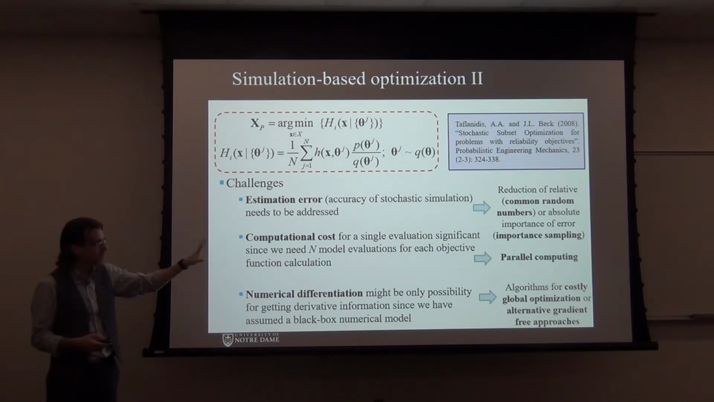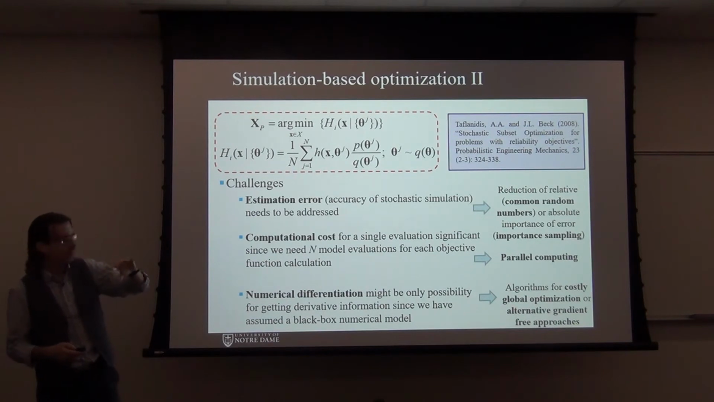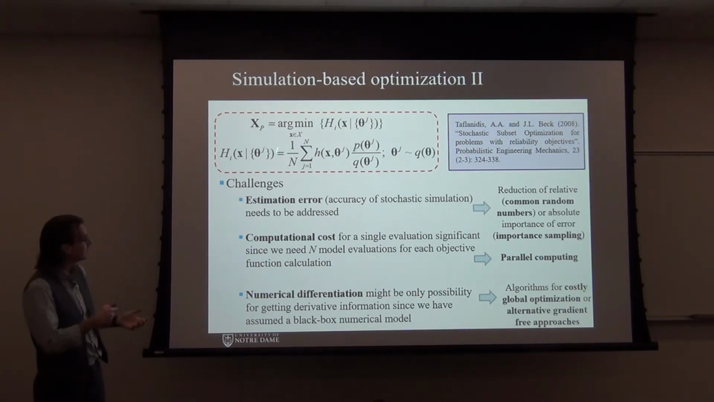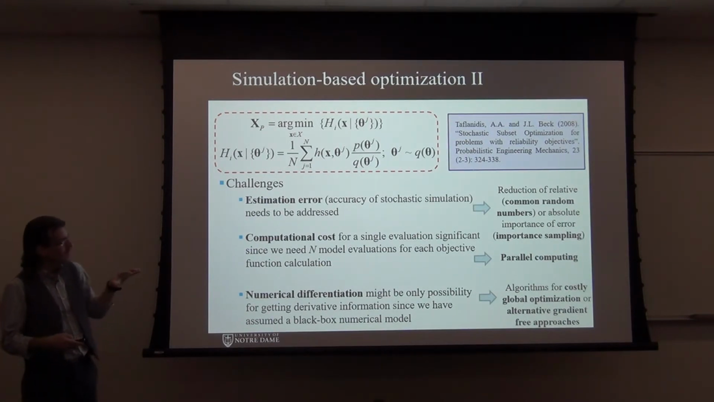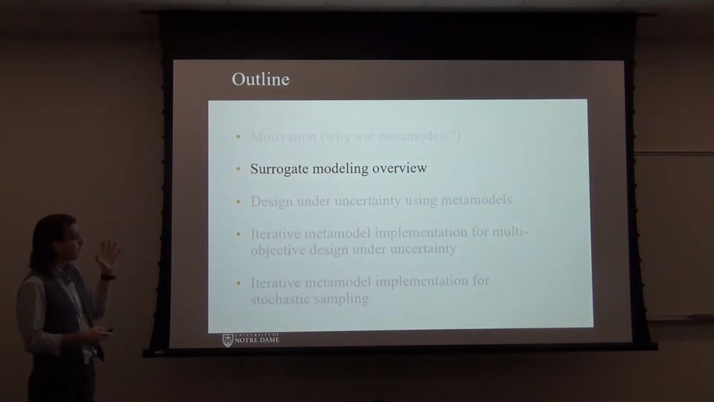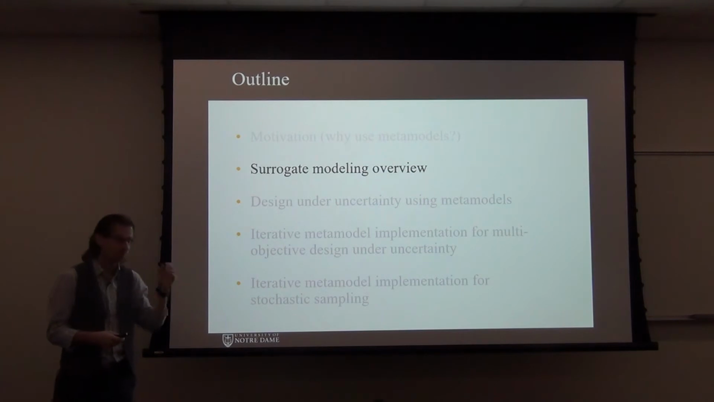And all these are very good tools, and they provide remedies to a lot of the problems that we have in this simulation-based design under uncertainty problem that we try to solve. But in the context of this presentation, I'm going to focus on something completely different. I'm going to focus on how surrogate models can help us solve this problem.